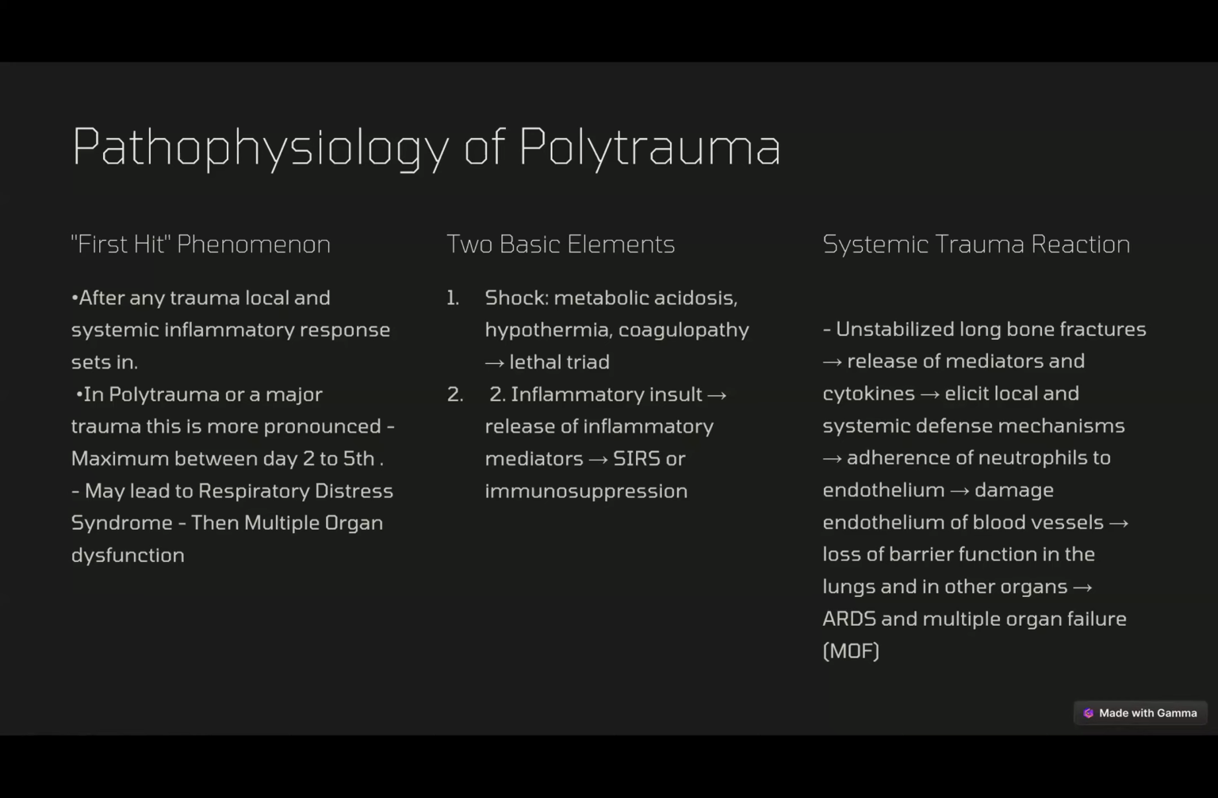So, for instance, if a patient gets, we say, long bone fractures, the body releases mediators and cytokines that elicit systemic defense mechanisms, which could lead to neutrophils adhering to endothelium, damage to the endothelium of blood vessels. From this adherence, then loss of the barrier functions of organs like lungs and other organs, then it could result in things like acute respiratory distress syndrome and multiple organ failure from the inflammatory response.